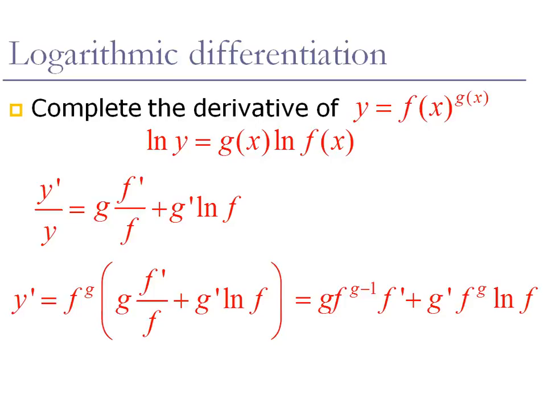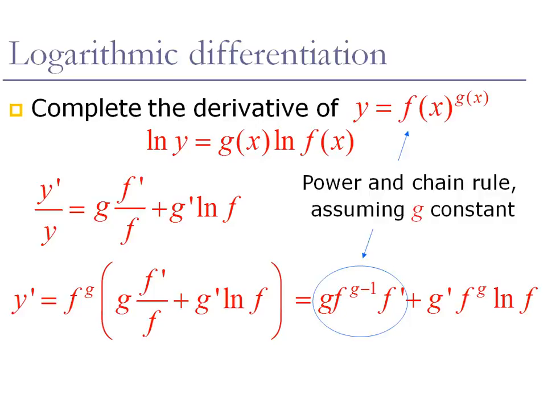Now this may look like a complicated formula, and in a way it is, but let's look at what it is made up of. Let's look at this first term. That's g times f to the g minus 1 times f prime. Well, if you think about it, this is what we would have gotten if we had applied just the power and the chain rule to the original function, assuming that g was constant, right? We would apply the power rule, that would give us g f to the g minus 1, and then multiply by the derivative of f.